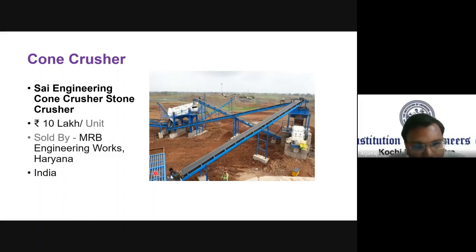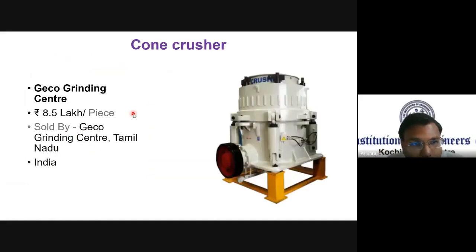And again, depending upon the requirements, you can get it for 10 lakhs per unit. The company name is MRB Engineering Works. The cone crusher, again, I told you about the GCO grinding center. Here, the cost is going to be 8.5 lakhs per piece.